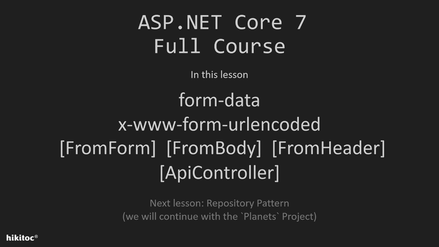Thank you for joining. In the previous lessons, we implemented implicit and explicit model binding using various attributes and POCO class objects. In this lesson, we will discuss topics such as form fields, request body, and request headers, together with attributes ApiController, FromBody, FromForm, and FromHeader.